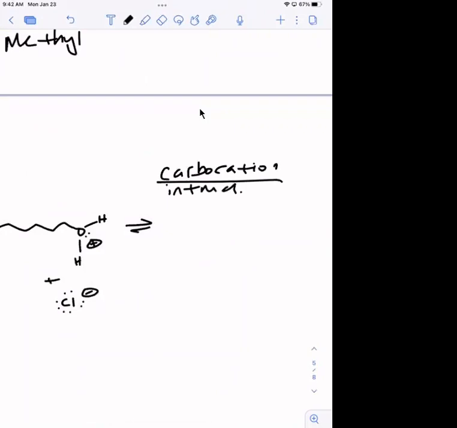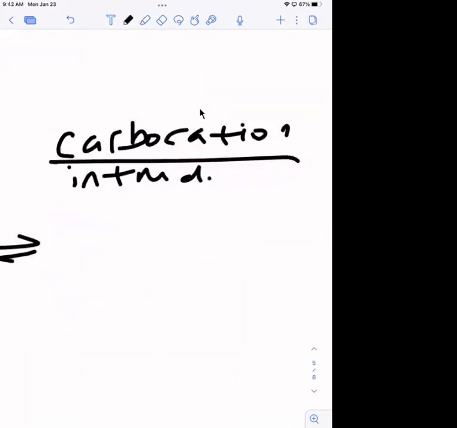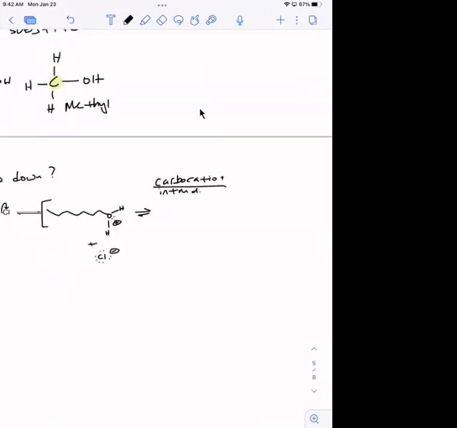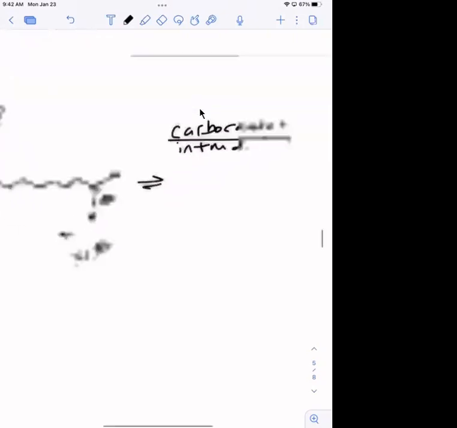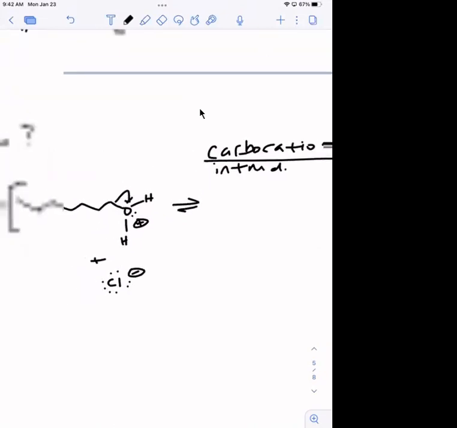And I'm abbreviating intermediate, by the way. Just being lazy. It's Monday. Anybody? How do I show that alcohol over the hydronium or the water leaving? What do I need to do? Break the carbon oxygen bond. Break the CO bond and give the electrons to oxygen. Always give the electrons to the more electronegative atom.